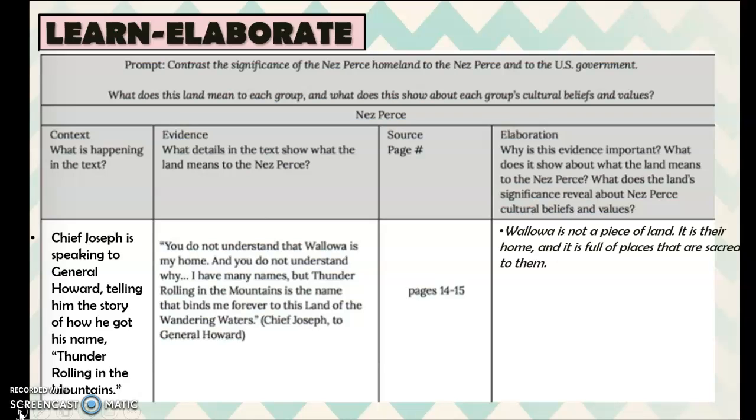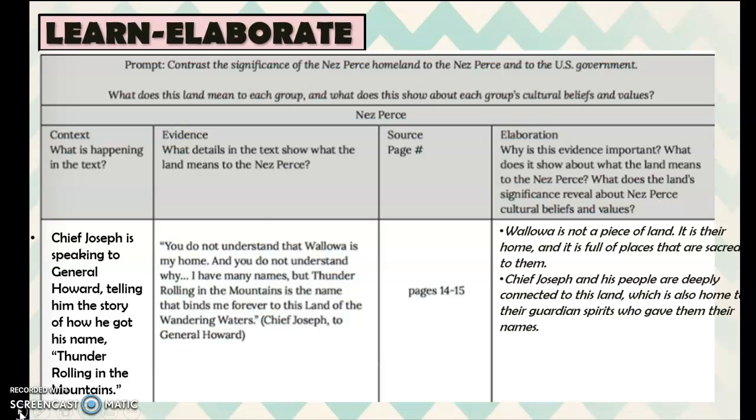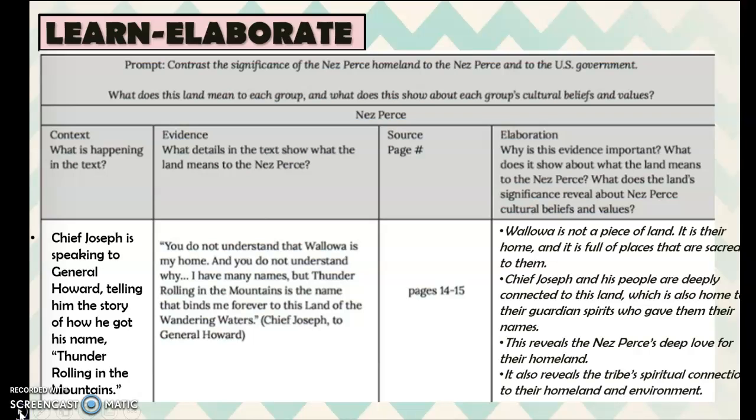Well, this shows that Wallawa is not just a piece of land to them. It's their home, and it's full of places that are sacred to them, like where he got his name from his guardian spirit. Chief Joseph and his people are deeply connected to this land, which is also home to their guardian spirits who gave them their names. This reveals the Nez Perce's deep love for their homeland and the tribe's spiritual connection to their homeland and environment. Pause the video and add this to your handout.